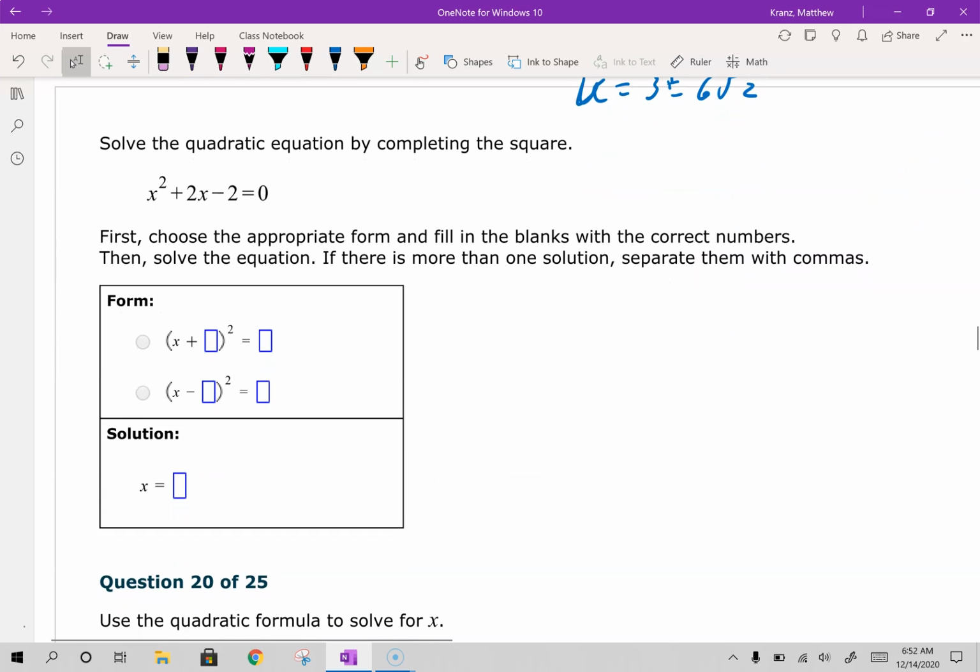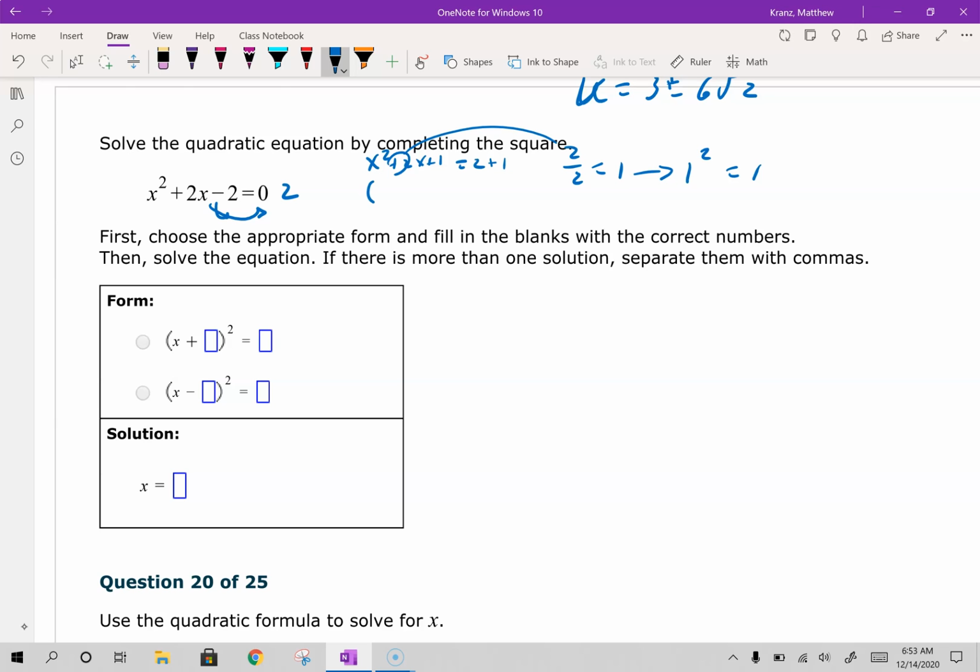All right, we're going to solve the quadratic equation by completing the square. First, choose the appropriate form, then fill in the blanks. What we're going to do is take this and move it over here. So that's 2. Now I have x squared plus 2x equals 2. Then I take my middle term, 2, and divide it by 2, which gets me 1. Then I square the 1, which is 1, and I have to add that to both sides. So I'm adding 1 and adding 1.